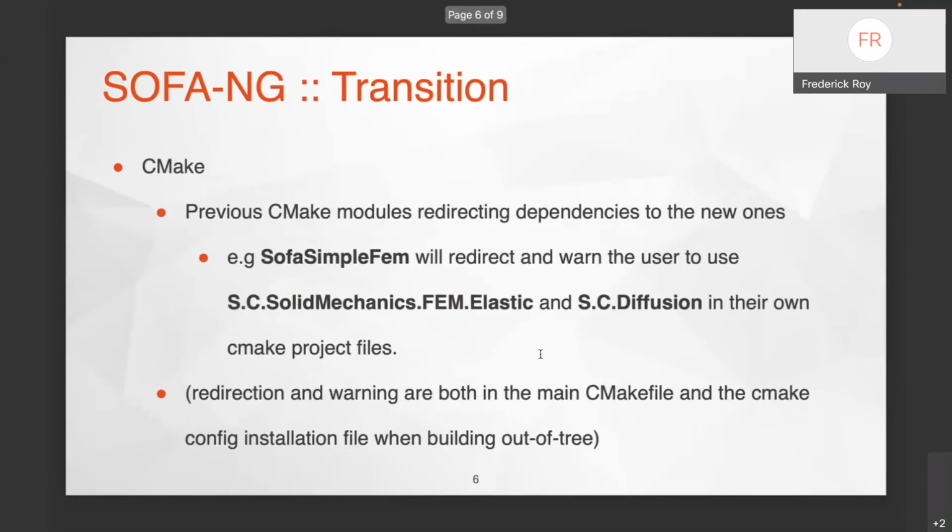So the transition was split into two categories, let's say, of files. We need to do some modification for the CMake. The old modules CMake are now just redirecting to the new ones. For example, if you enable SOFA Engine, it will warn you that all the stuff inside SOFA Engine has been moved to sofa.component.engine.select, etc.